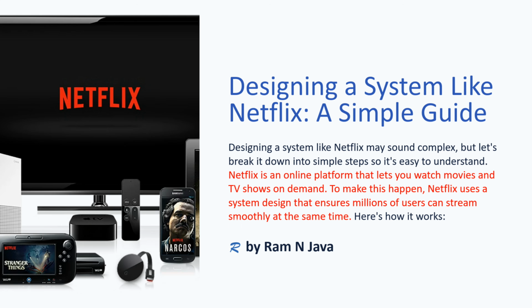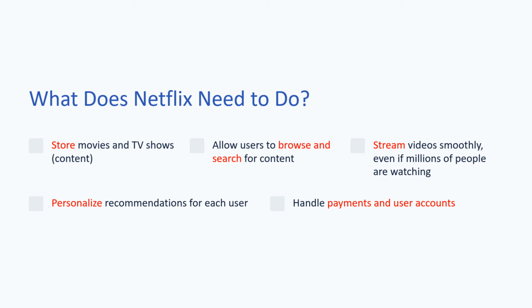In this video tutorial I will explain how to design a system like Netflix. Netflix is an online platform that lets you watch movies and TV shows on demand. To make this happen, Netflix uses a system design that ensures millions of users can stream smoothly at the same time. What does Netflix need to do?